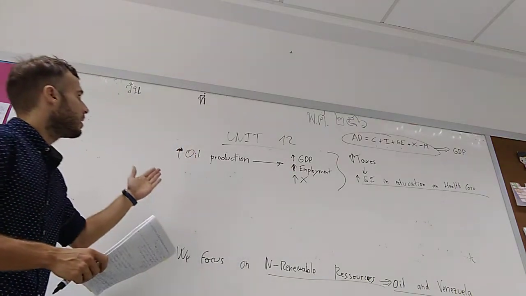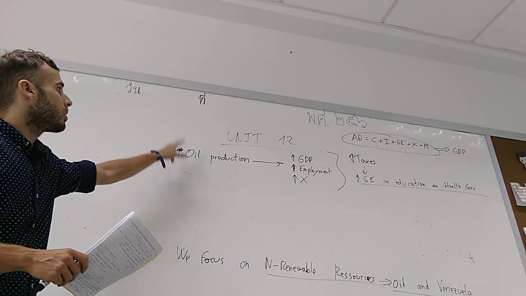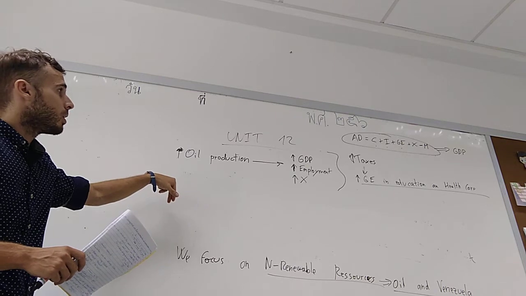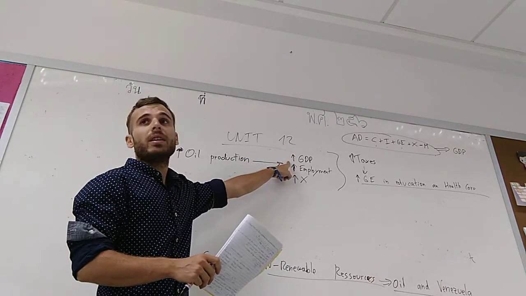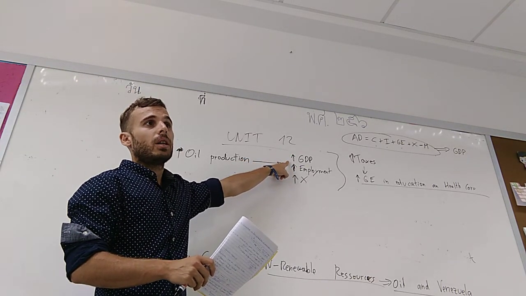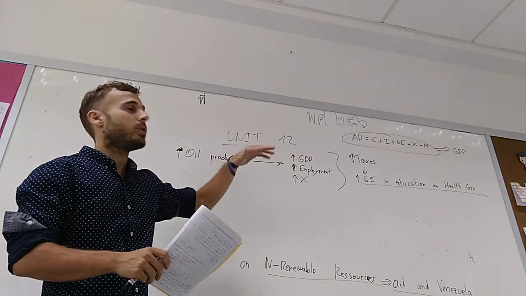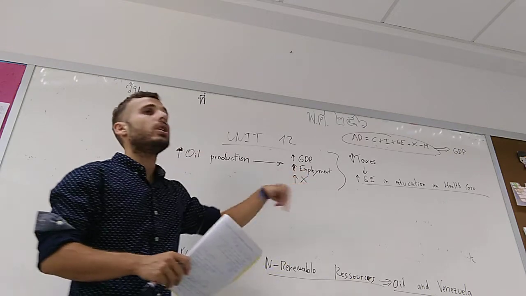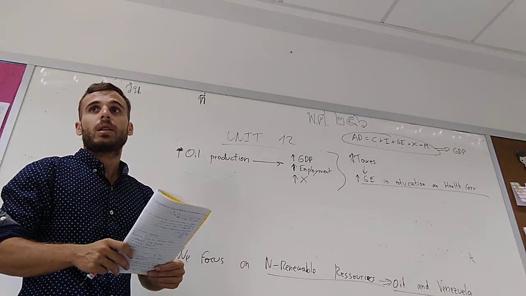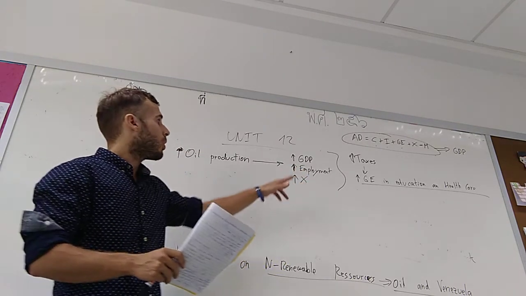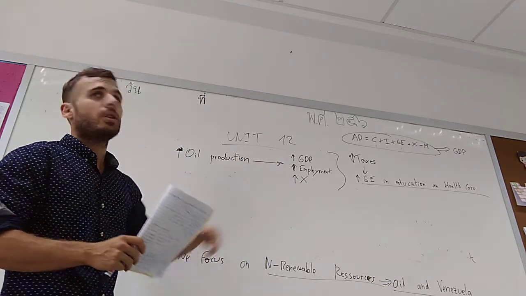So what would be the opposite effect? If the oil production shortens, it's going to limit the GDP. It's going to be a weight on the economic growth. So it will limit or soften the economic growth and probably will create unemployment. And it will be just the opposite effect.